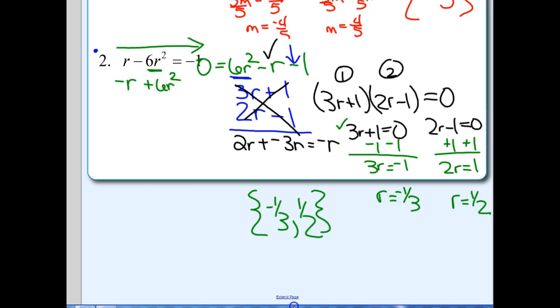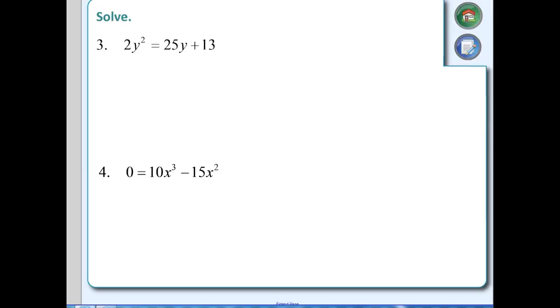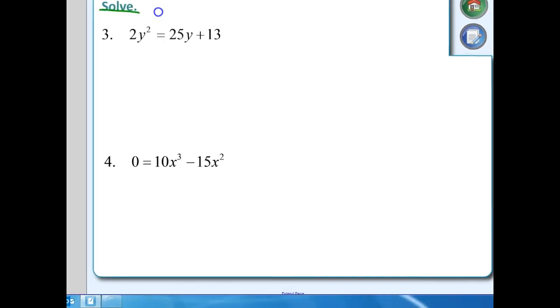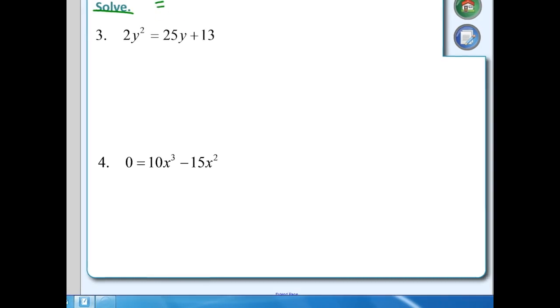Okay, so if you notice, we just added another step. Let's look at number 3. Well, when I look at number 3, does it equal 0? No. Remember, as soon as I see solve, it's got to equal 0. I messed up. So I'm going to rearrange the furniture, and remember, we're trying to keep the quadratic term positive, so I'm going to move everybody that way. So now I've got 2y squared minus 25y minus 13 equals 0.